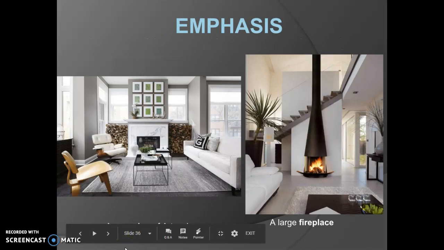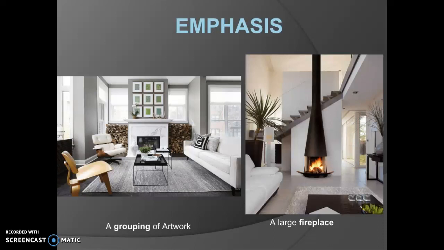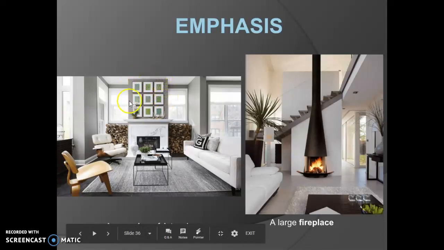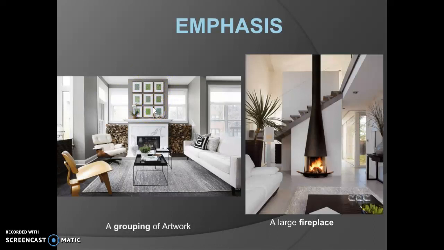So let's look at these two rooms. If you look at these two rooms real quick, your eyes are probably going to be drawn to one item or one area of the room. You'll notice in the left picture, you've got this grouping of artwork. It's got the green that really pops off that gray wall. Everything else in the room is pretty monotone, monochromatic, not a lot of color. And then you automatically get the splash of color from that grouping of artwork above the fireplace.